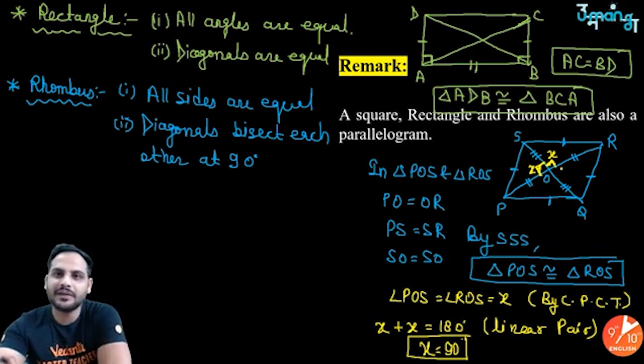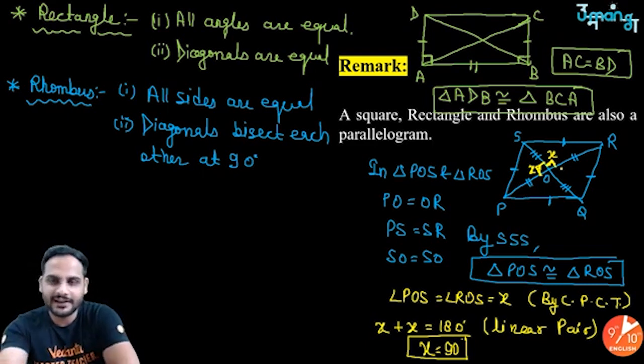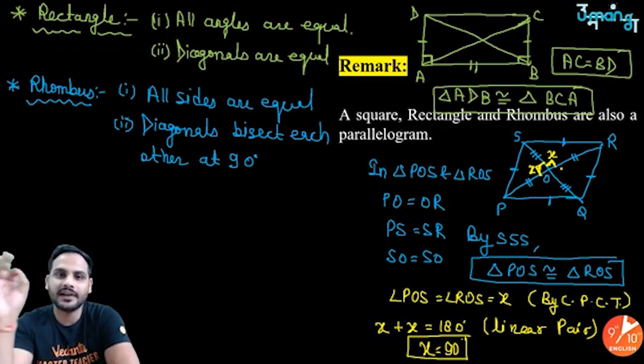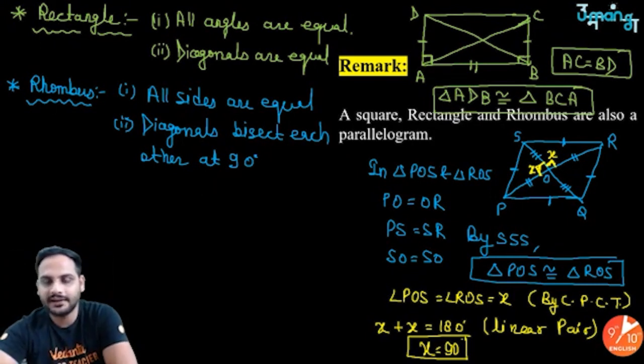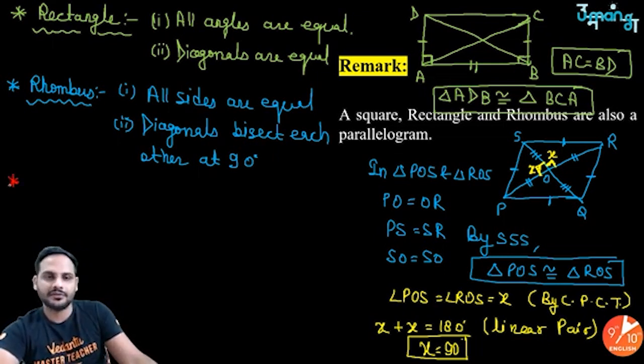So the diagonals are bisecting each other at 90 degrees. In a parallelogram, the angle is not 90 degrees. In a rectangle also, the angle is not 90 degrees. The angle could be anything. But in a rhombus, the diagonals bisect each other at 90 degrees. Got it? Then the third part that comes is your square.